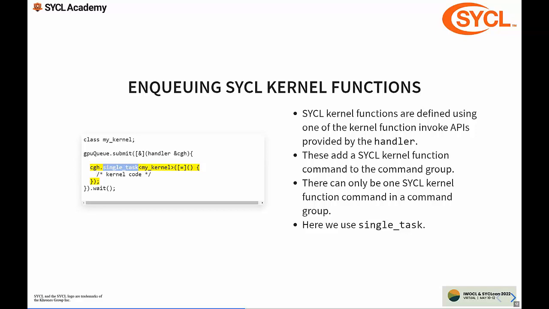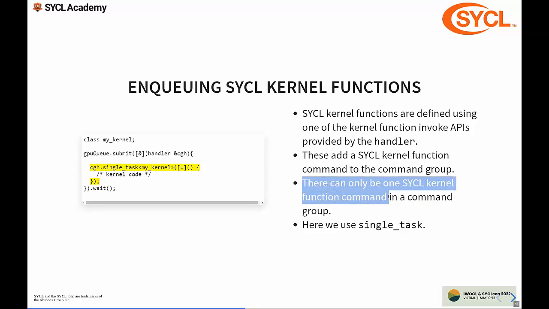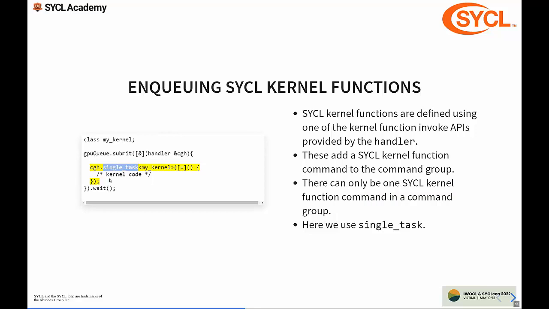And note the important limitation that, I think, developers starting to use SYCL often miss: there can only be one SYCL kernel function invoke in a command group. So you cannot call single task and then a parallel for, or two single tasks, in the same command group.